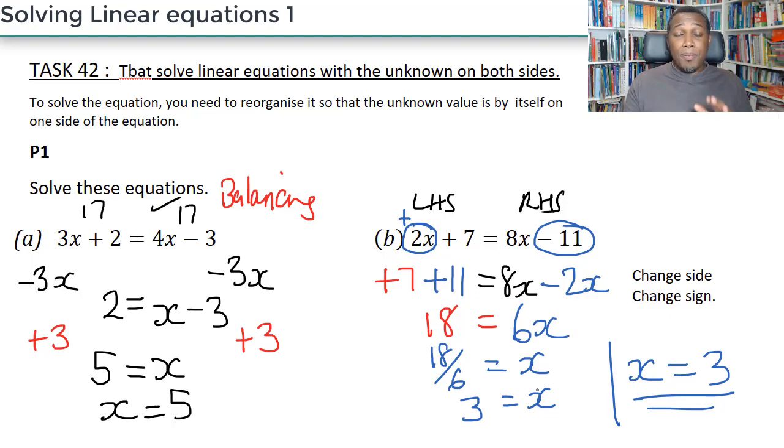Two methods, they both work. Function machines don't work anymore. Are you going to be a balancing person? Are you going to be a change the side, change the sign? Or are you going to use a hybrid? Some people mix and match. Not even me. I was thinking just now, when I got to 18 and 6x, I was thinking, divide both sides by 6. I was actually thinking balancing was what I was going to do. But it works. Either method.